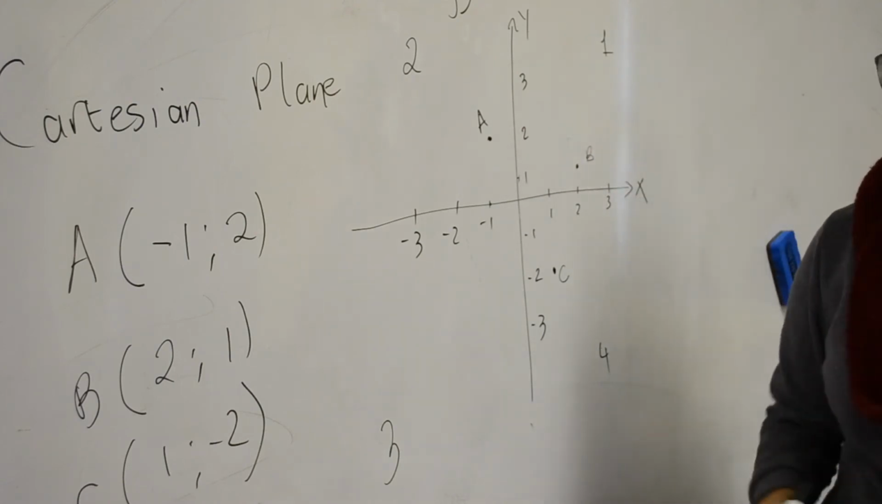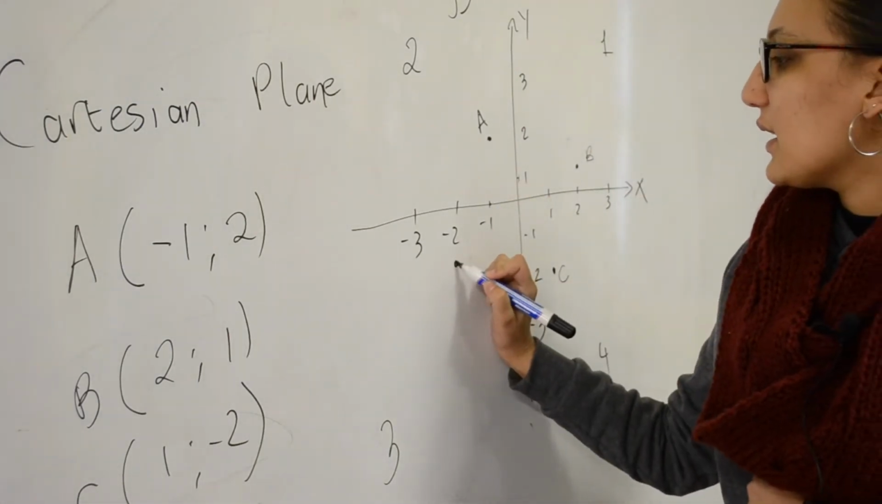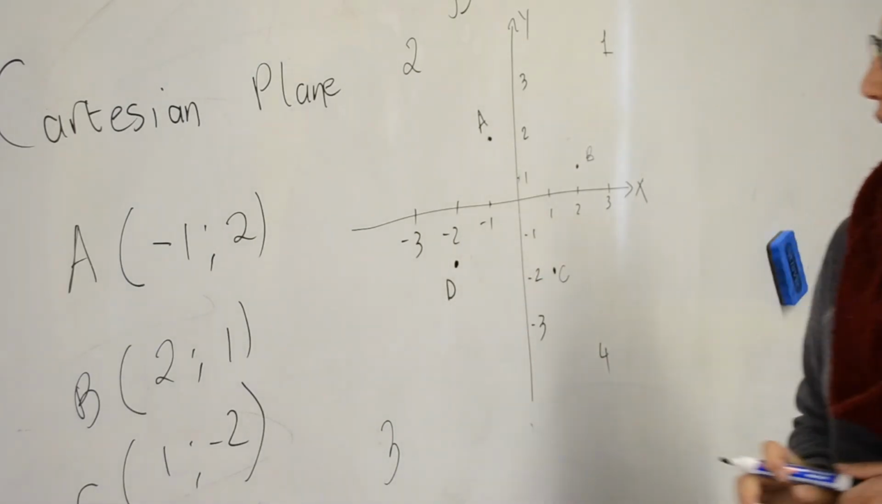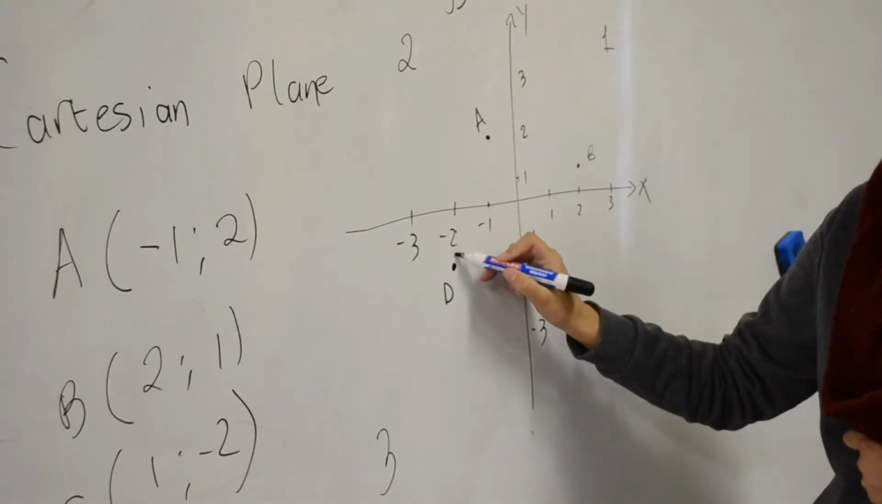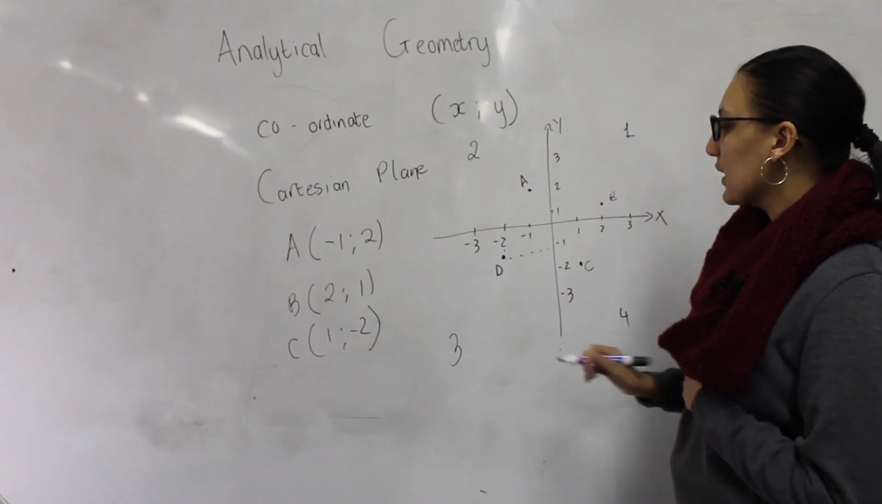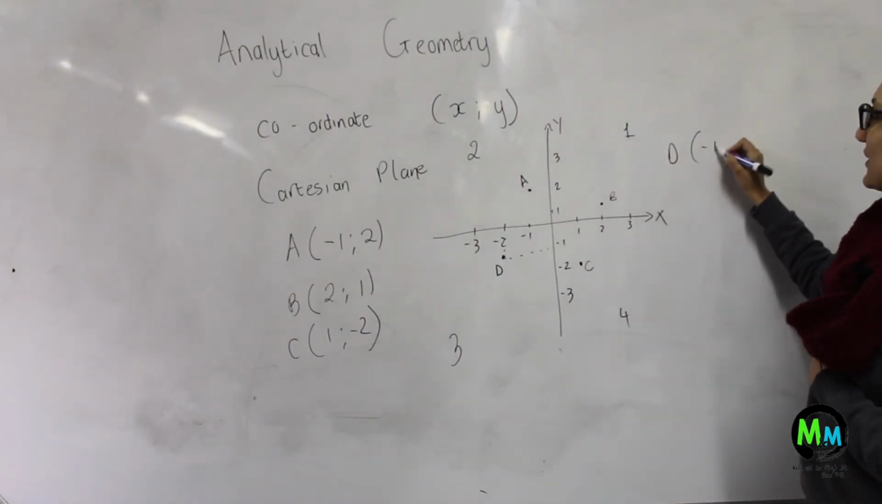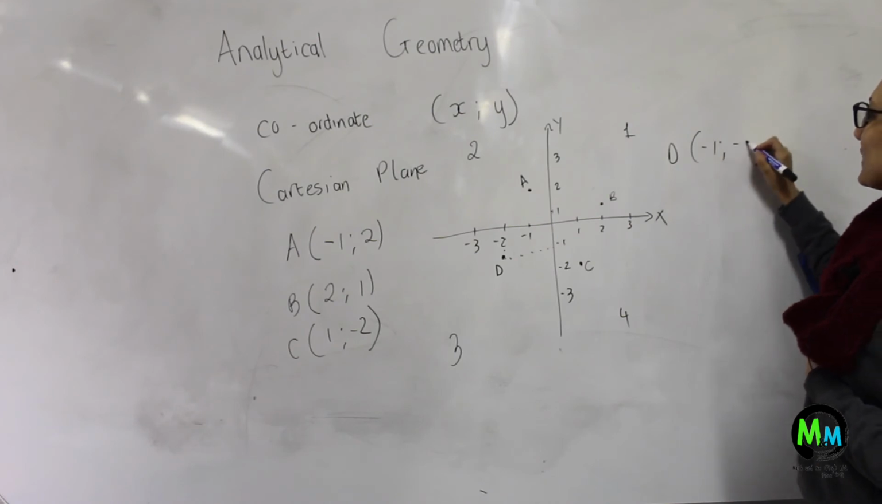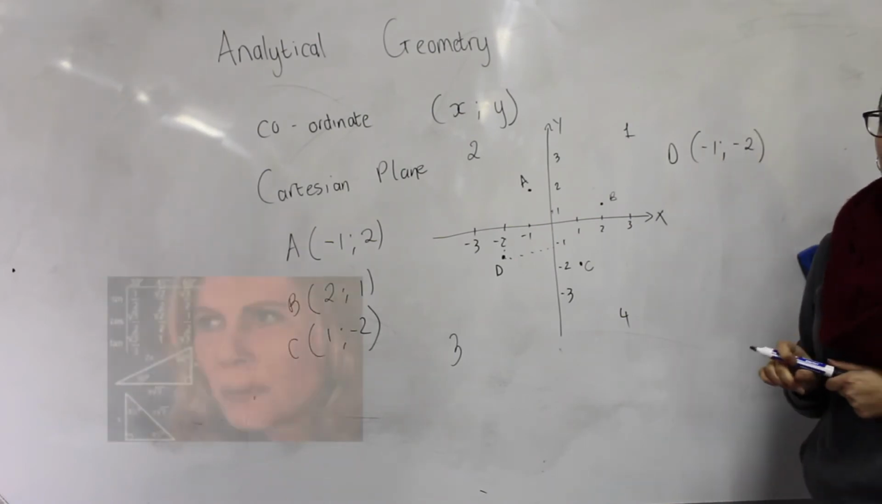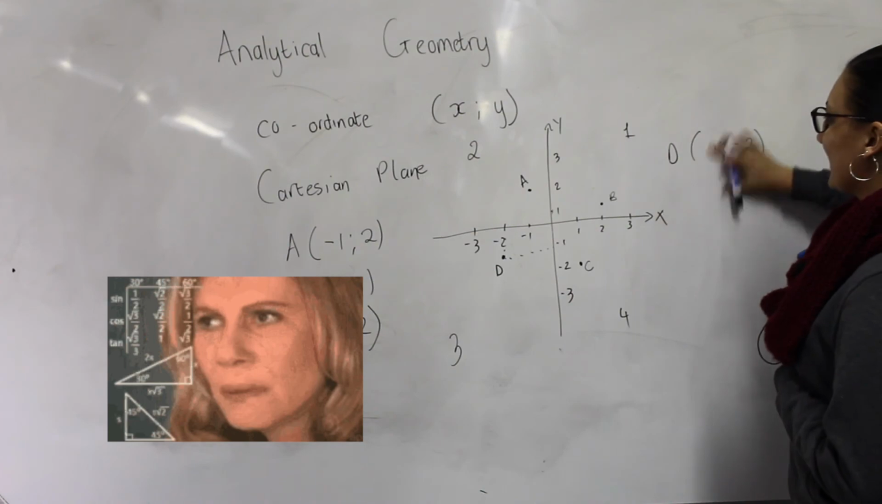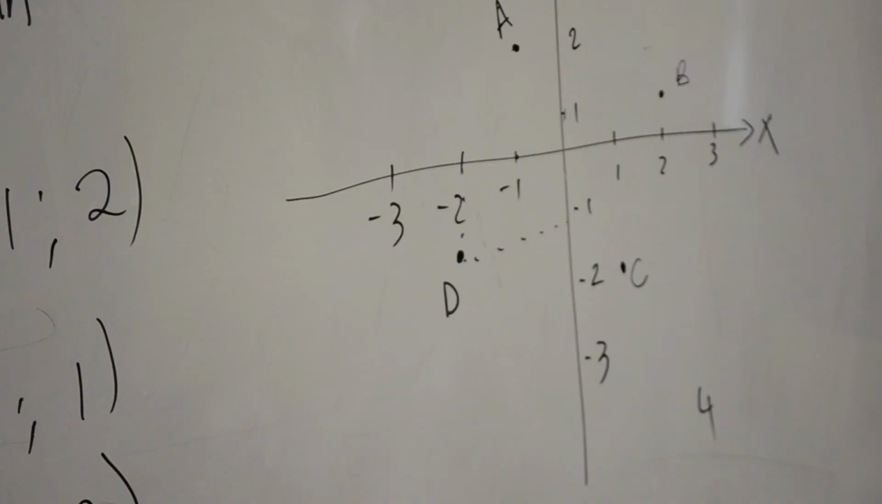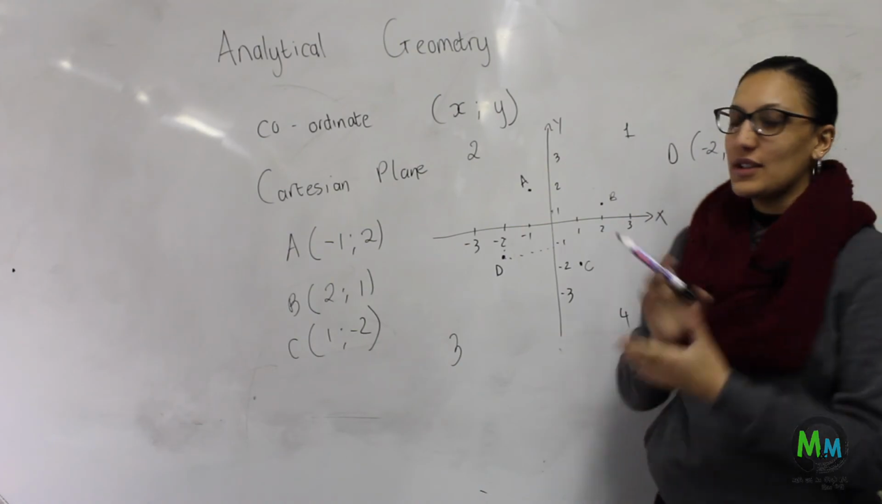Now if I had to plot coordinate D here, and I had to ask you to write out the coordinates for D, you'd say, well, D is negative 2 and negative 1. Sorry, got the x and y's mixed up. Okay, and that's how you plot on the Cartesian plane.